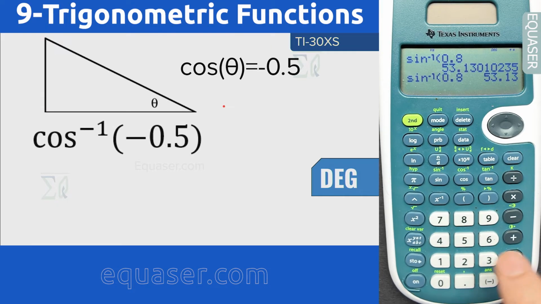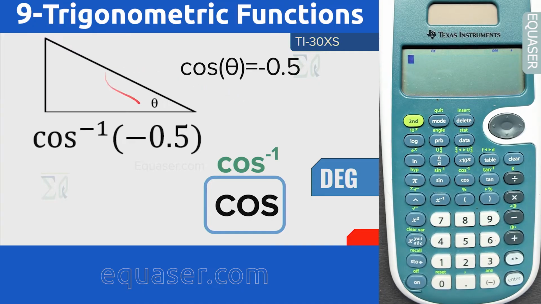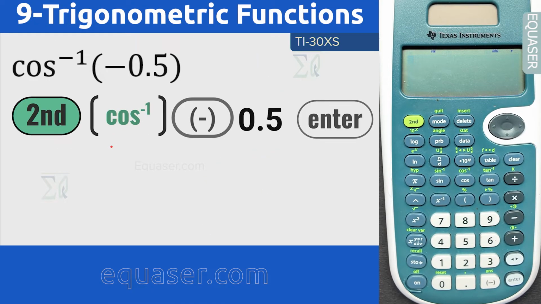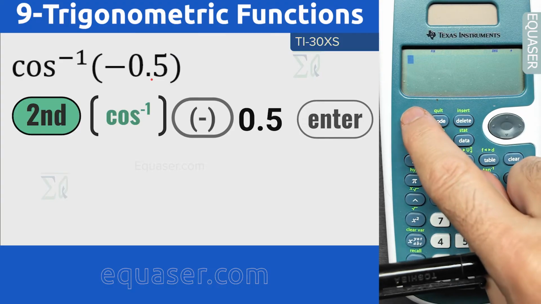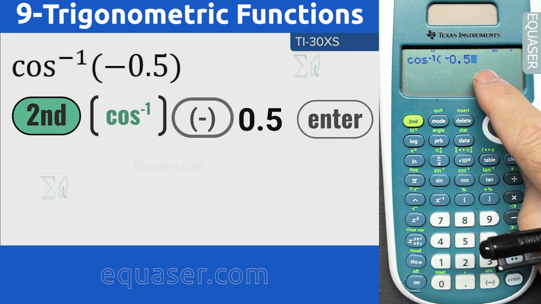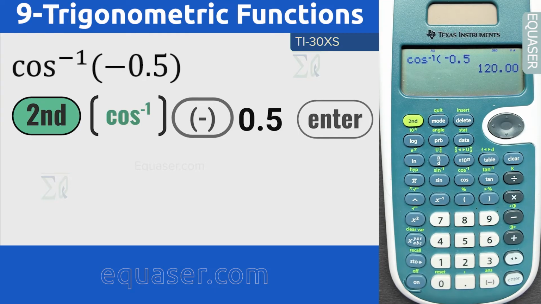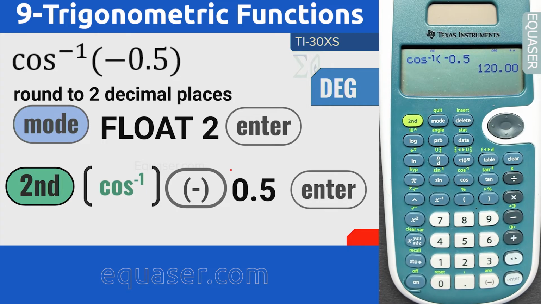And let's say cosine of the same thing. If we want to do it for cosine, we use the second function with cos, which is in here, and we do it like this. We press second function cos, that's cos inverse. For minus we press this button and then 0.5 and enter. That's the answer, and it has been rounded to 2 decimal places, the same as before.